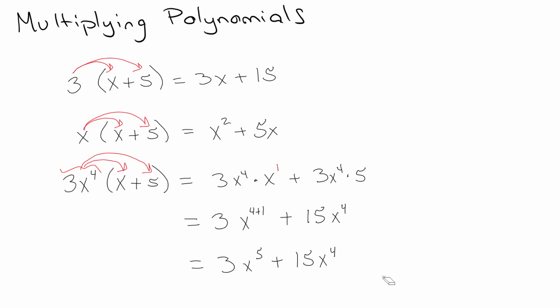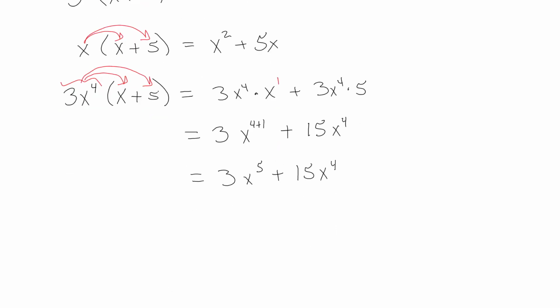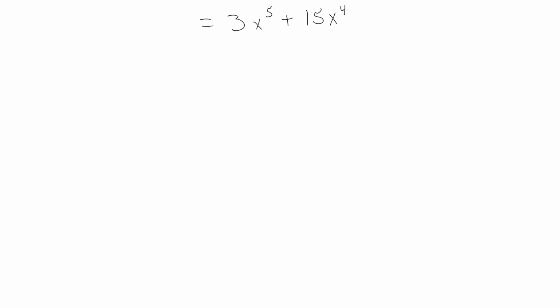So multiplying a polynomial by a single entity is usually not too bad. Where we start to get confused sometimes is if we're multiplying it by other polynomials. So, your classic example: let's say I have x plus 3, and I'm going to multiply it by x plus 5.